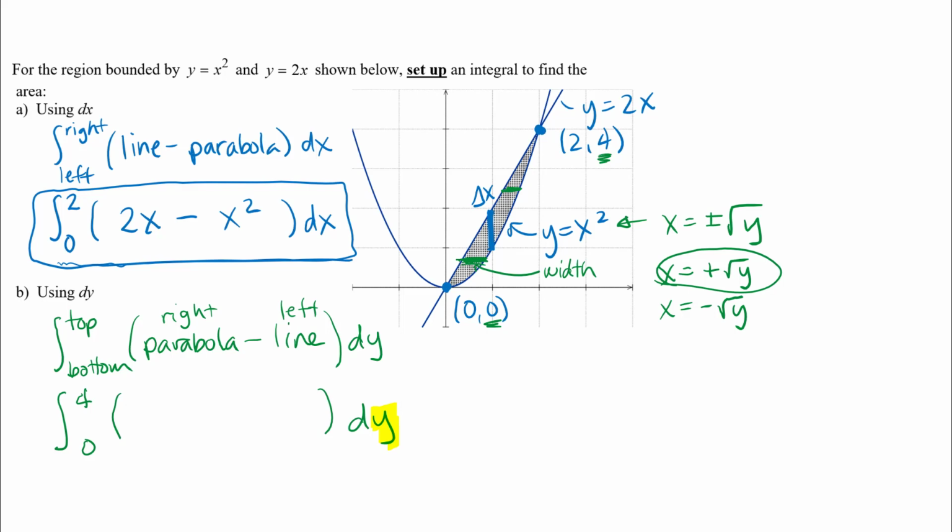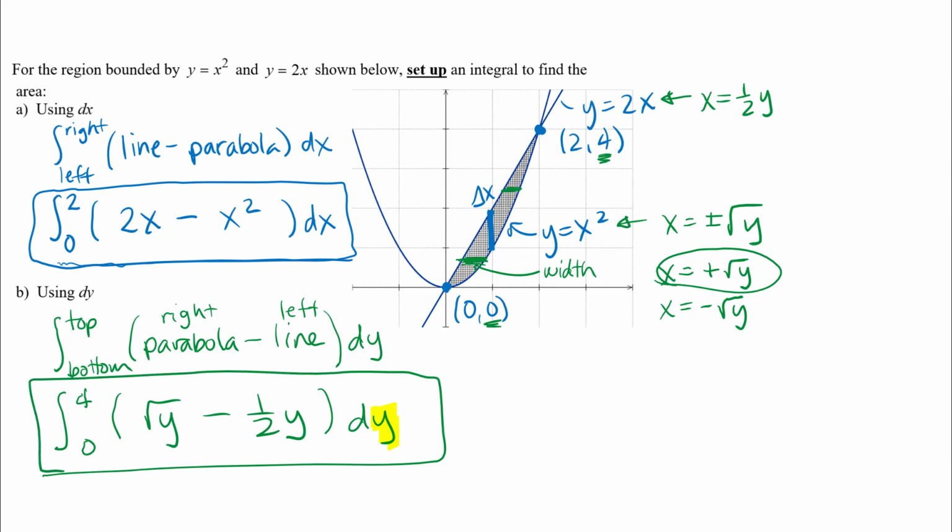And so that's what I'm going to have here for the parabola, square root of y minus. And then for the line, I also need to solve my equation for the line for x so that it is given in terms of y. So I'll just divide through by 2 or multiply by 1/2, and I'll get x equals 1/2 y. All right, so there is my integral set up as a dy integral.